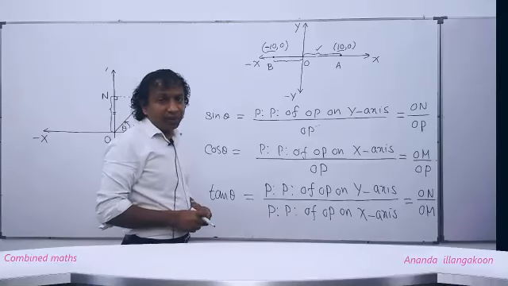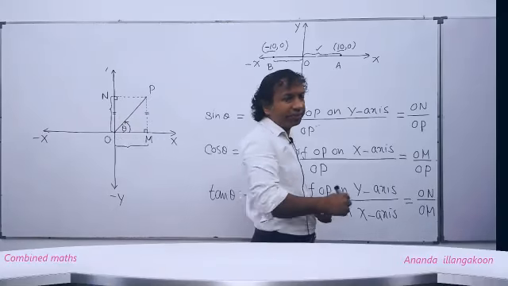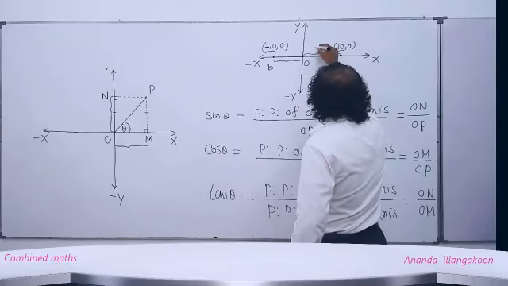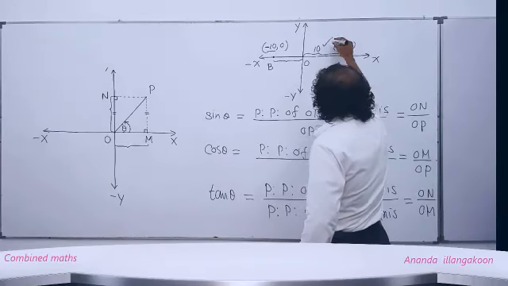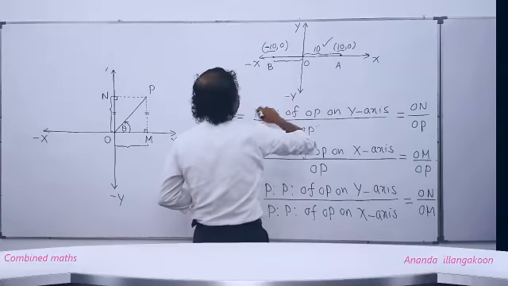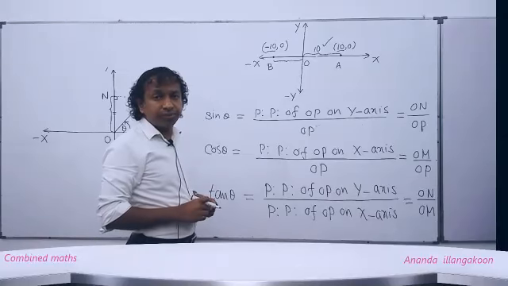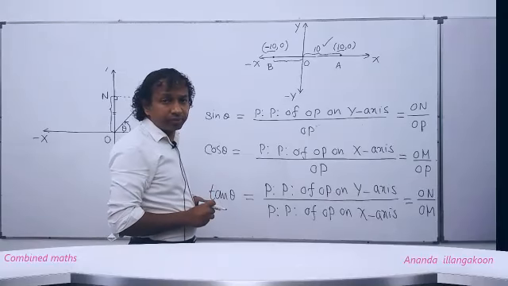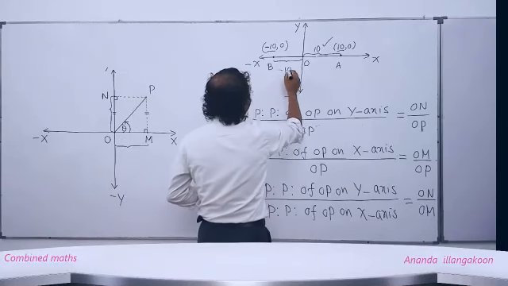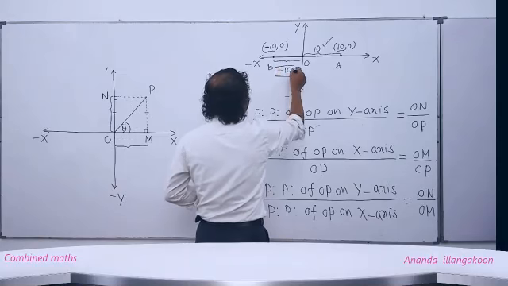O to A length, definitely 10, you might say. You will say definitely it is 10. That is correct. What is this OB length, people? Then you might say minus 10 because of this.